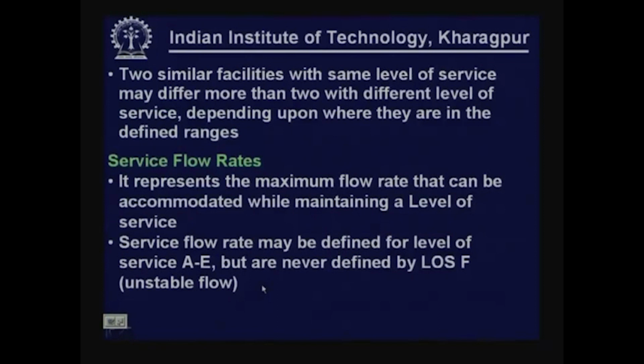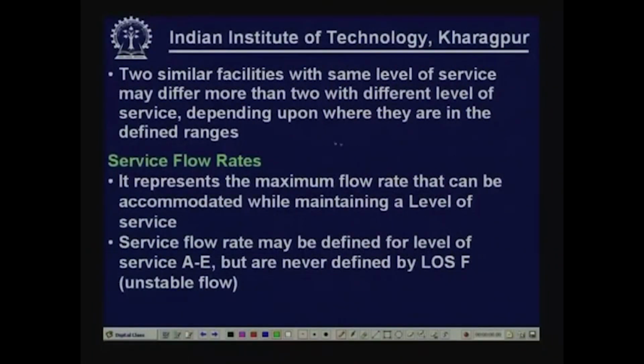It is worthwhile to mention that two similar facilities with the same level of service may differ more than two with different levels of service, depending upon where they are in the defined range. Let me try to explain this part. Suppose we are defining LOS in a range. Suppose this is one range, let us call it LOS B, and then this is the range for LOS C. So, let us consider two operating conditions here, both described by level of service C.